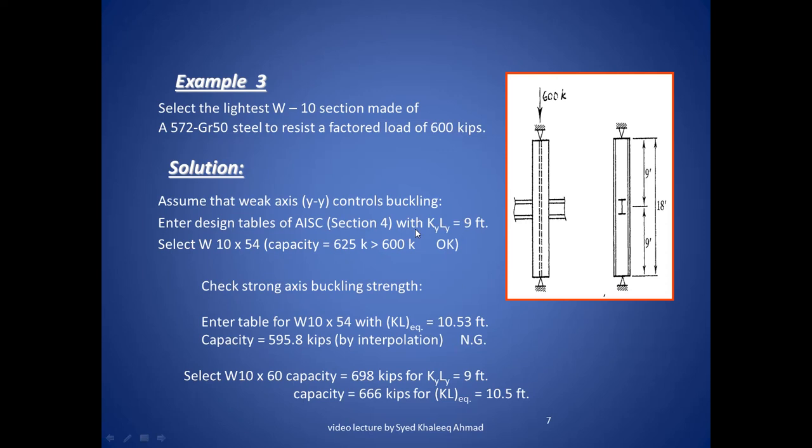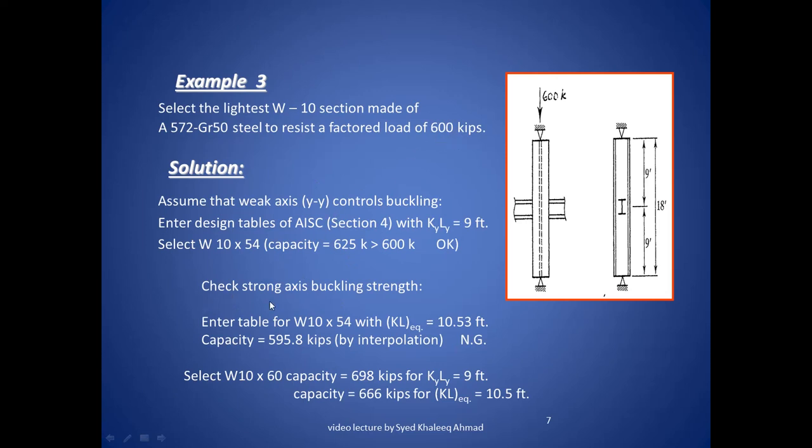So from that table, with an effective length equal to 9 foot, we selected the W10 section, which is W10 by 54 with a capacity of 625, and it will be able to take this load of 600 kips from table 4.1, which we have seen in the previous example also. So this section is okay according to the load.